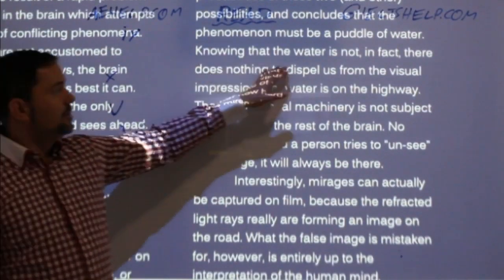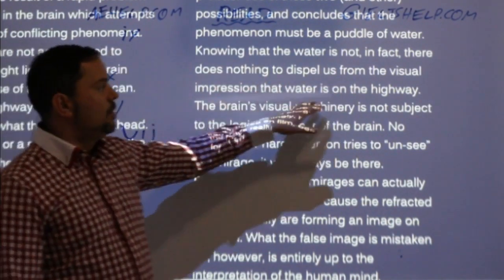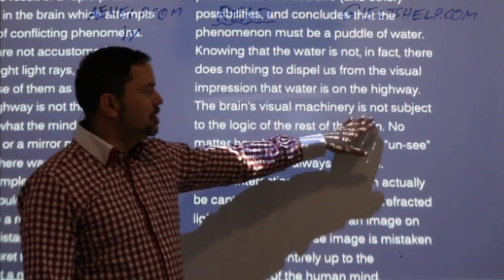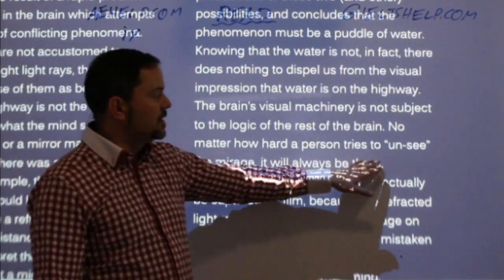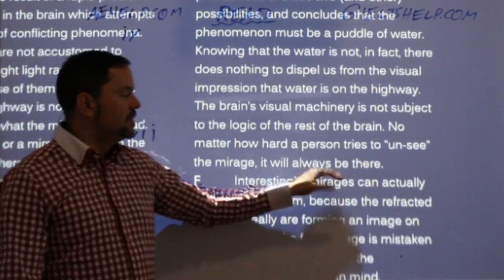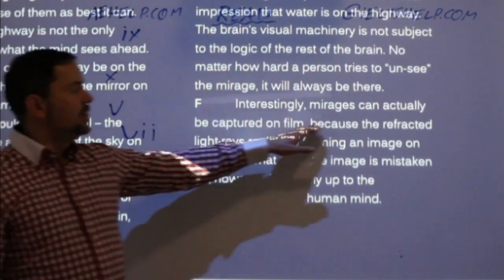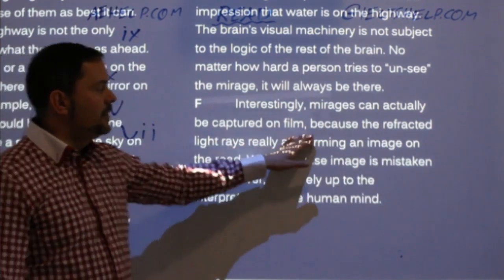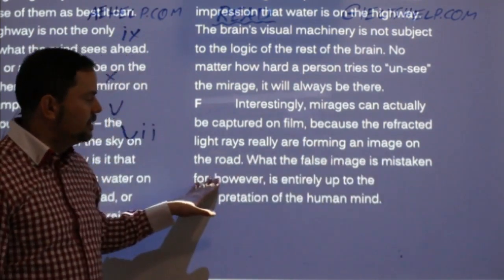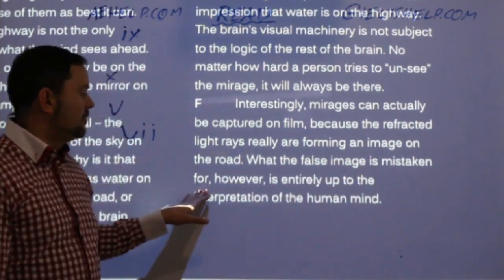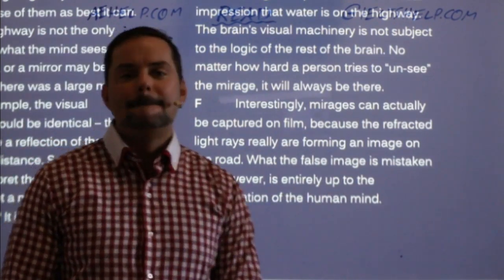Knowing that the water is not, in fact, there does nothing to dispel us from the visual impression that water is on the highway. The brain's visual machinery is not subject to the logic of the rest of the brain. No matter how hard a person tries to unsee the mirage, it will always be there. All right. Conclusion. Interestingly, mirages can actually be captured on film because the refracted light rays really are forming an image on the road. What the false image is mistaken for, however, is entirely up to the interpretation of the human mind.